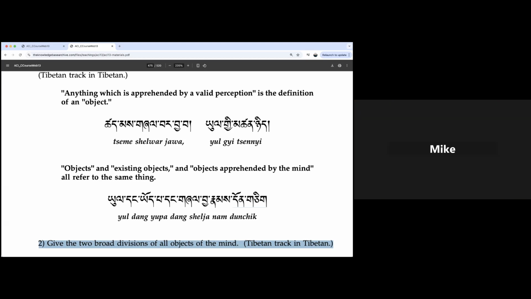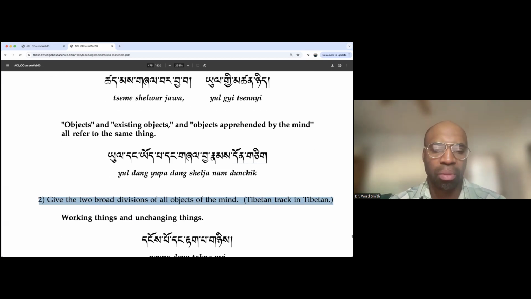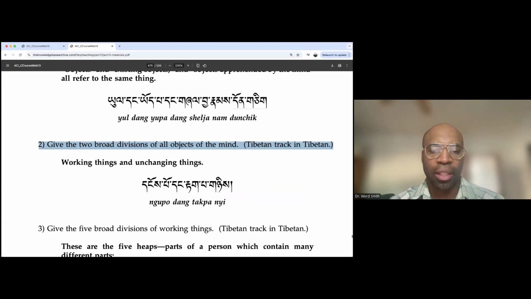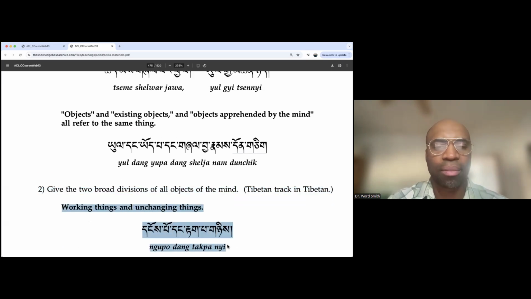Things that can be directly perceived and indirectly perceived, or something? Like direct and conceptual? Probably. Or changing and unchanging. I mean, it's either changing and unchanging, or direct or indirectly perceived. Yay, changing and unchanging. I win. Read this one, Hannah.